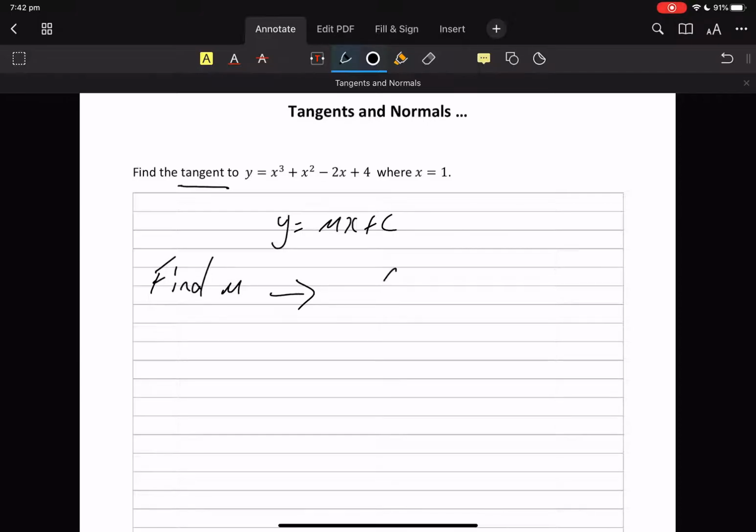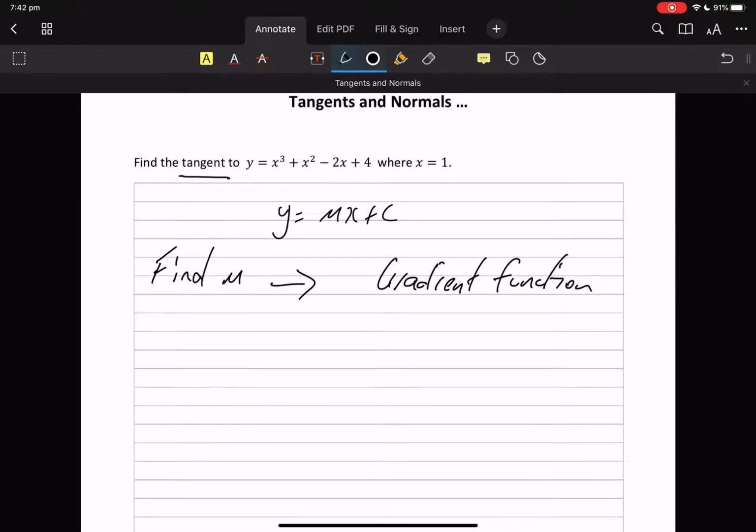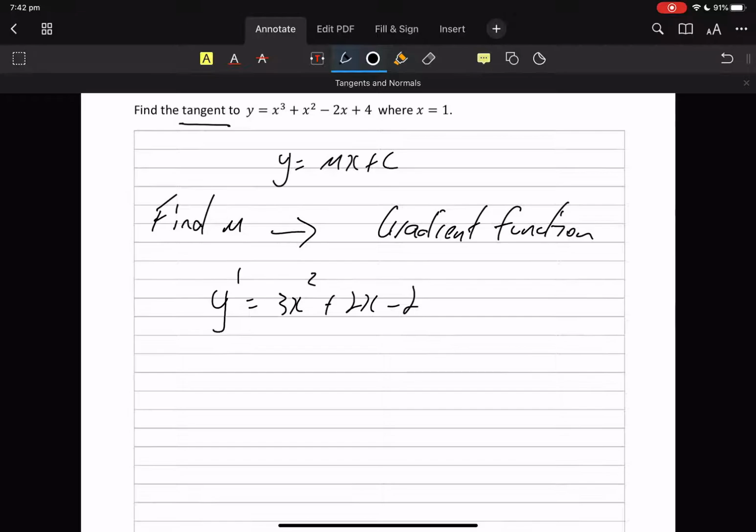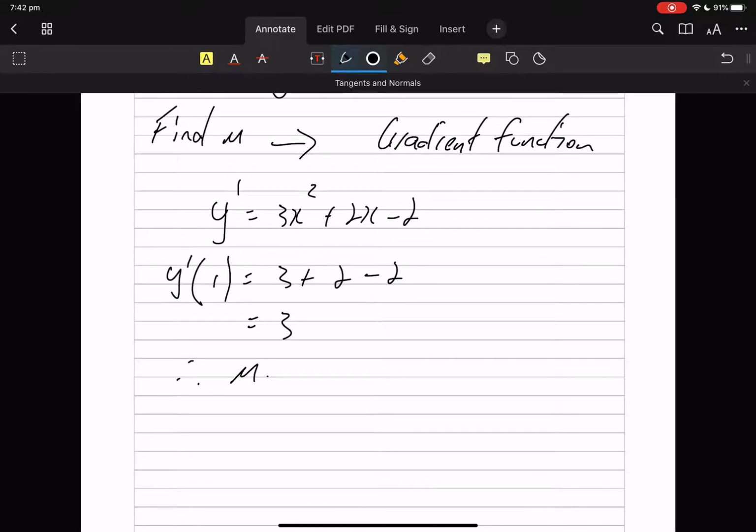We are going to need to find m. We're going to use the gradient function, which is y dash, 3x squared. And we need to find the slope where x equals 1. 3 plus 2 is 5, minus 2 is 3. We can go, therefore, m equals 3, y equals 3x plus c.